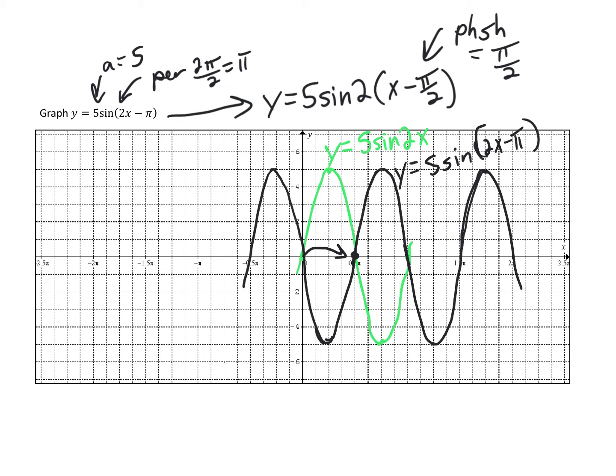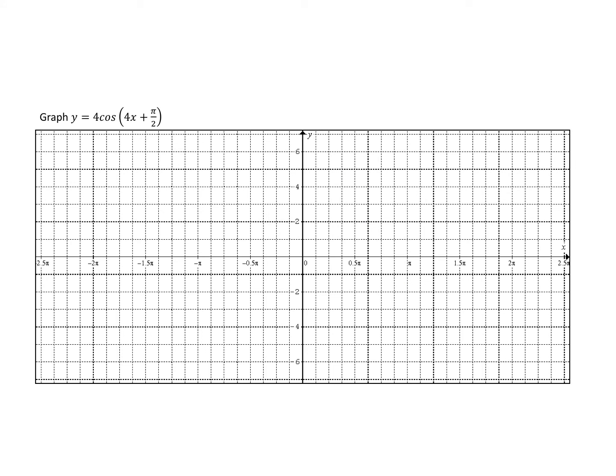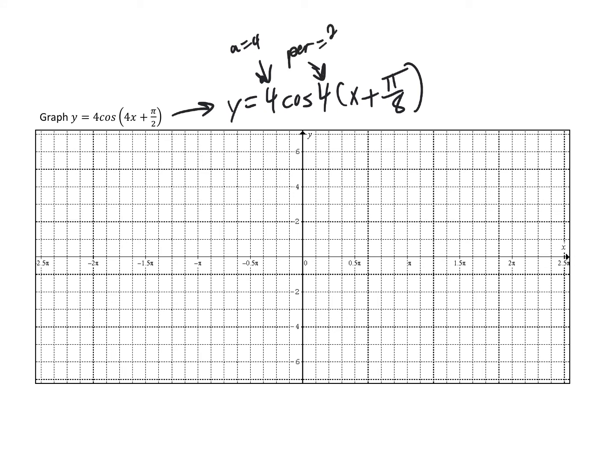And so on. Here's another example with a phase shift. Let's just start off by factoring out that 4. So we have 4 cos, factor out the 4, giving us x plus pi over 8. So this is our amplitude, a equals 4. This will affect our period, which is 2 pi divided by 4, or pi over 2. And then this is our phase shift, which will be negative pi over 8. Opposite to the sign, remember?